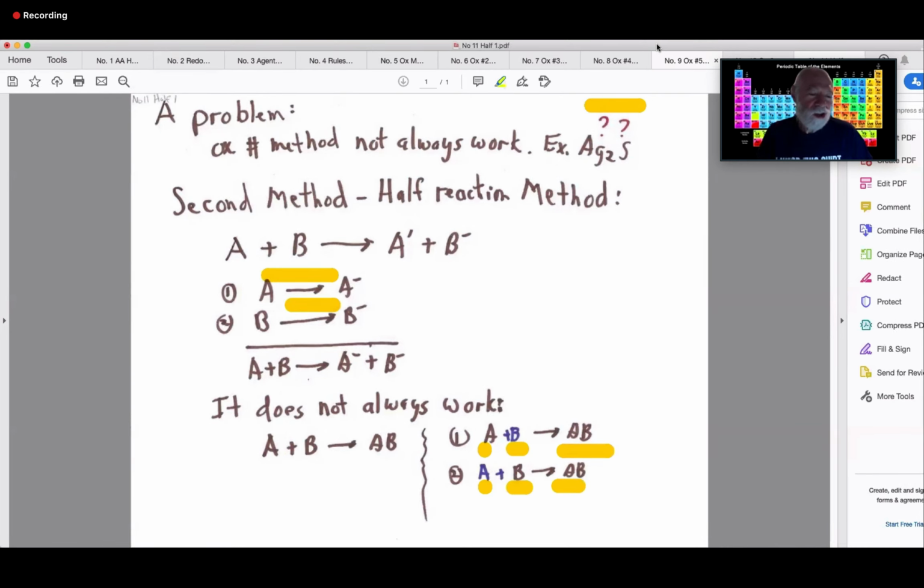The point I'm trying to make is neither method works 100% of the time. So that's why I'm teaching you two methods. If one method fails, you use the other one. Now, from my experience, I actually like the half reaction method better. The longer I teach, I think this is actually the better method. So my suggestion is on an exam, try the half reaction method first. If it fails, then use the oxidation number method.